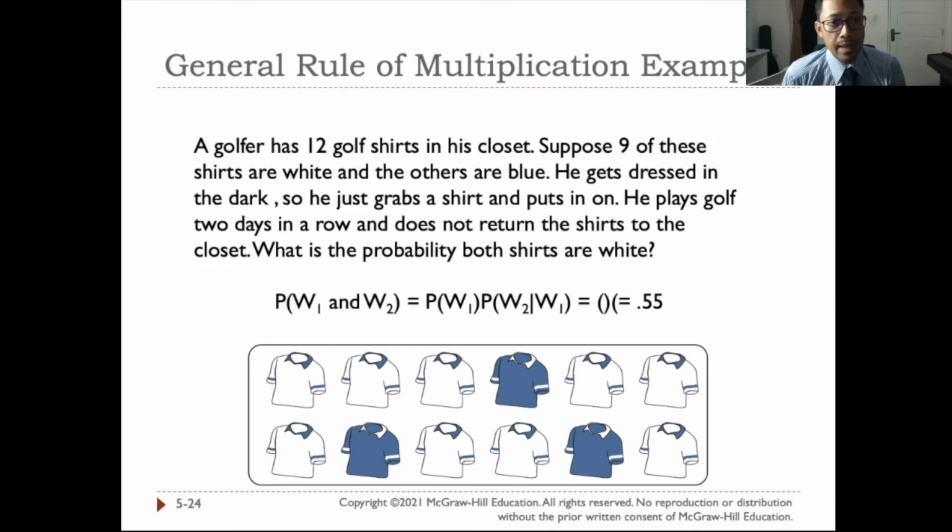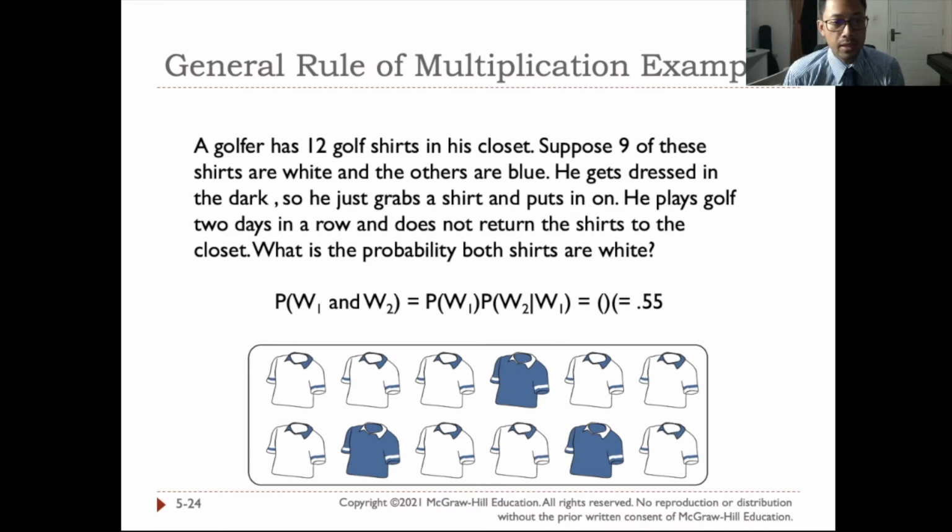So let's discuss an example of a general rule of multiplication. A golfer has 12 golf shirts in his closet. Suppose 9 of these are white, and the other 3 are blue. He gets dressed in the dark, so he just grabs a shirt and puts it on. He plays golf 2 days in a row and does not return the shirts to the closet. What is the probability that both shirts are white?